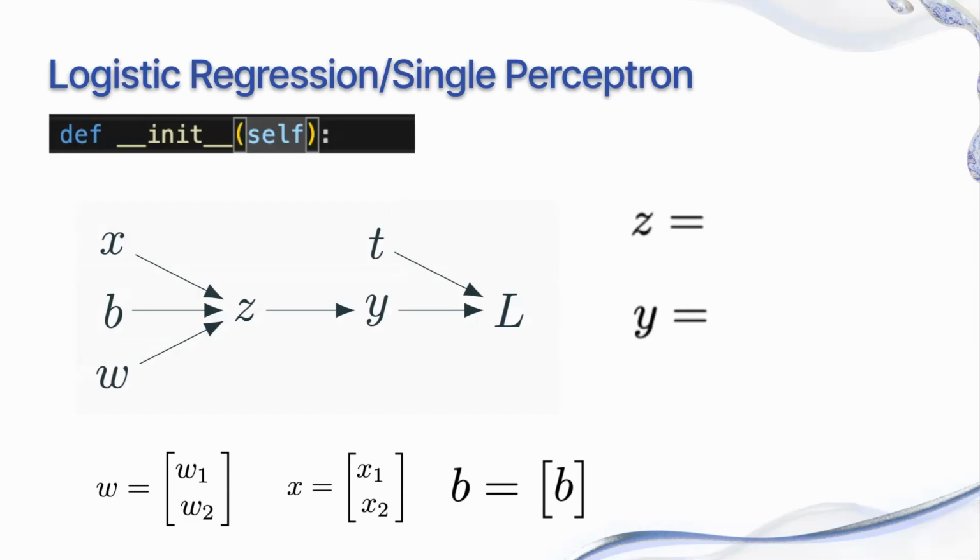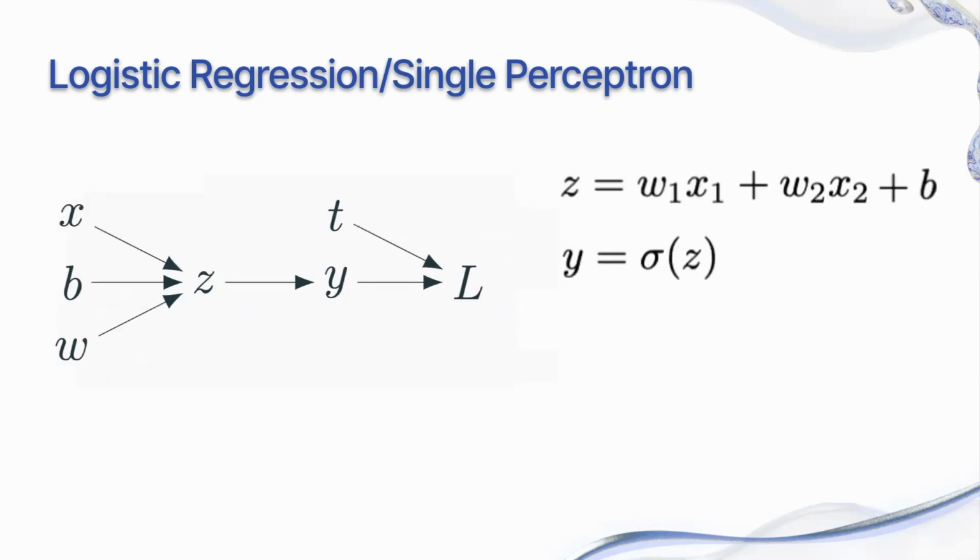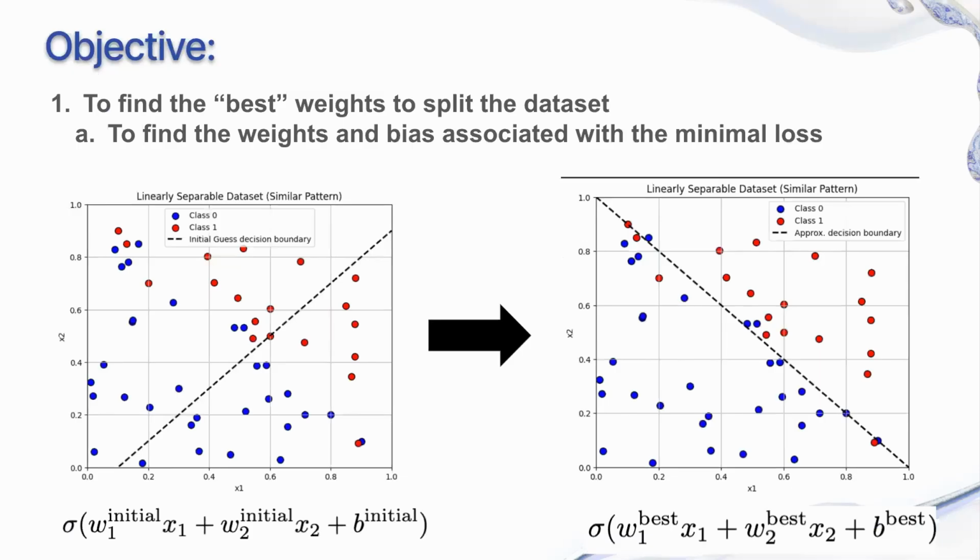Z is WX plus B. Y is an activation function. Correct. So Z would be a weighted sum of omega 1 x1 plus omega 2 x2 plus B, and then Y would be the sigmoid function around your pre-activation Z. Now, our objective here is to find the best weights to define our decision boundary. And again, our definition here is to find the weights and biases associated with the minimal loss.